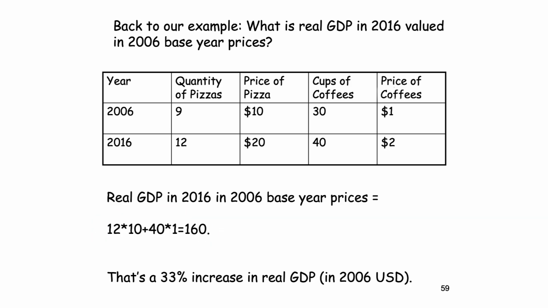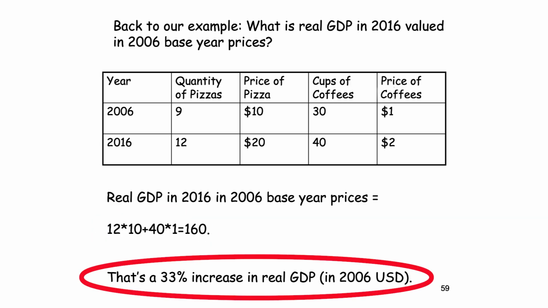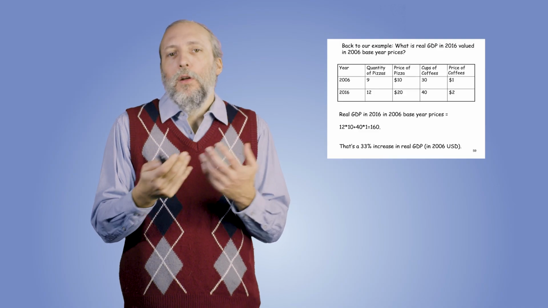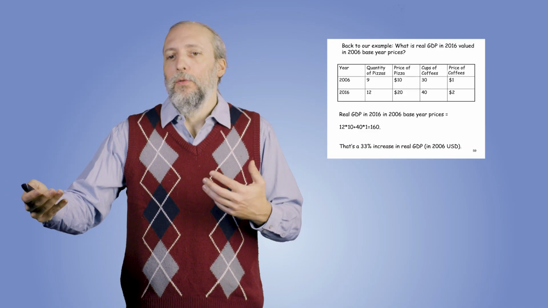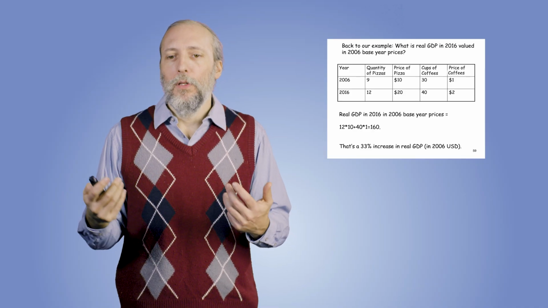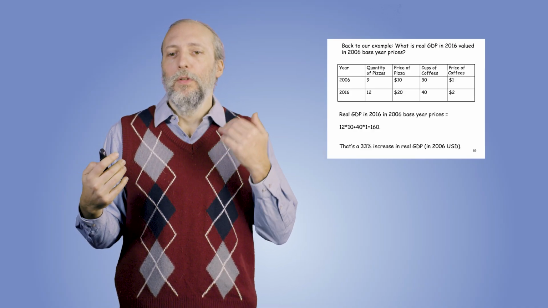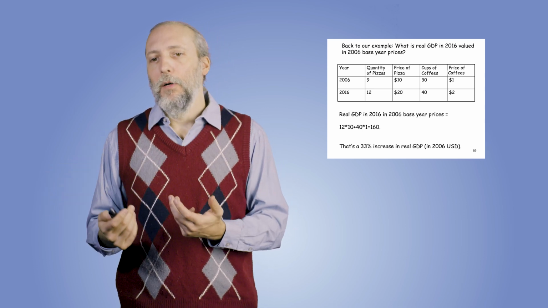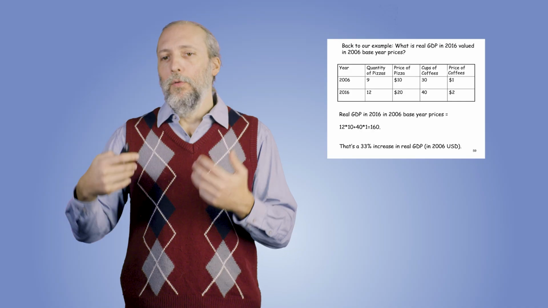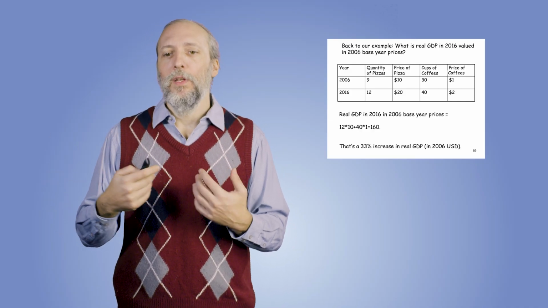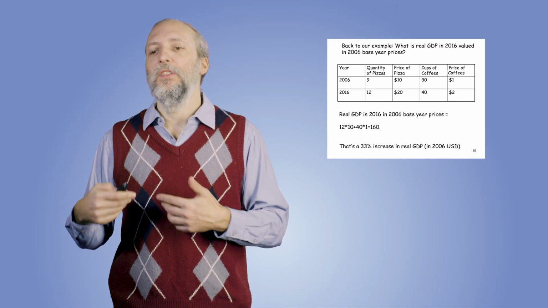And that's actually a 33% increase relative to $120, which was the GDP in 2006. Notice that for the year that we picked as our base year, nominal and real GDP are going to be the same because in 2006 we're using the same prices. But when we're computing 2016 GDP using 2006 prices, that's the real GDP in the year 2016, using 2006 as our base year. Or for short, sometimes we say that's 2016 GDP in 2006 dollars.